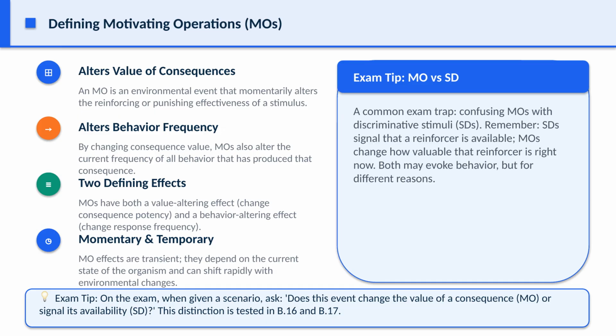Once you eat, the MO is gone. This is a key distinction from discriminative stimuli. An SD signals that a reinforcer is available, but an MO determines how much that reinforcer is wanted right now. On the exam, you'll need to identify MOs in scenarios and explain how they shift behavior by changing consequence potency, not just by signaling availability.